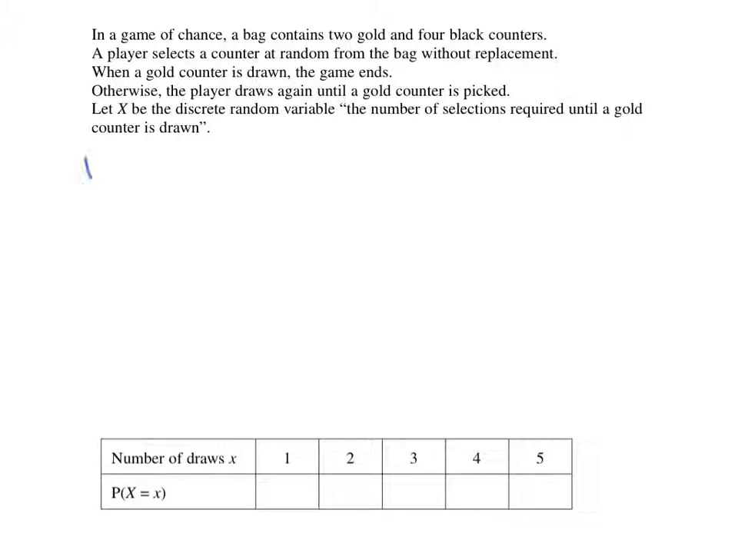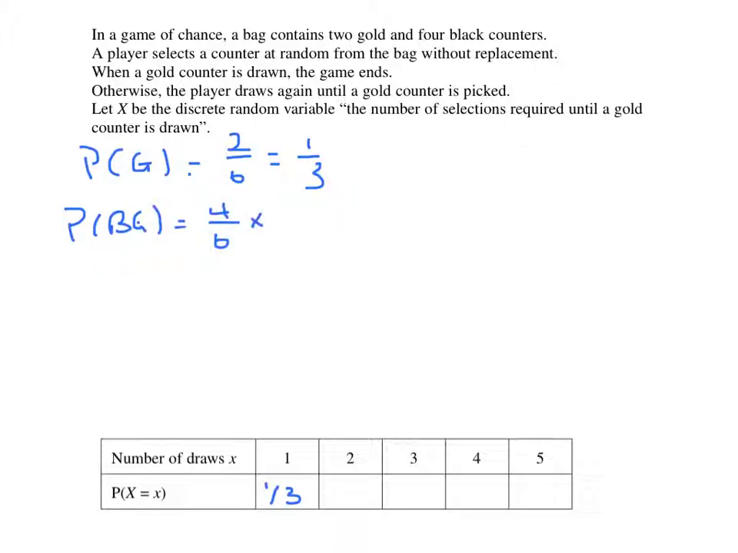So one draw would be the probability of selecting a gold, and that is 2 out of 6, 1/3. 2 draws would be a black followed by a gold, so that is 4 out of 6 multiplied by 2 out of 5, and that is 4/15.